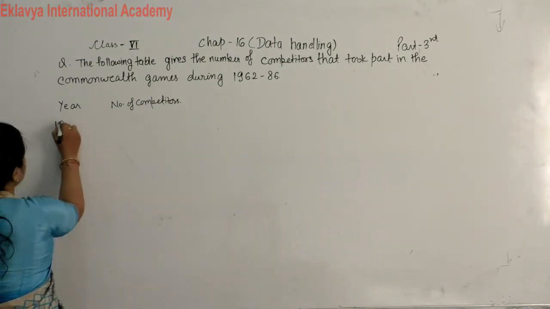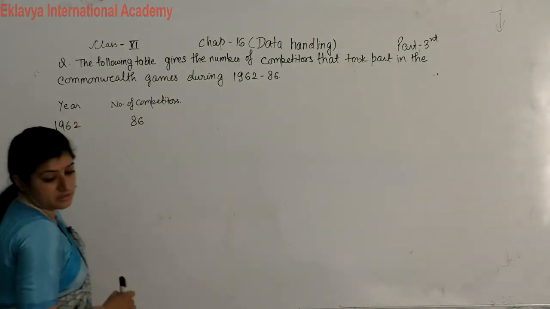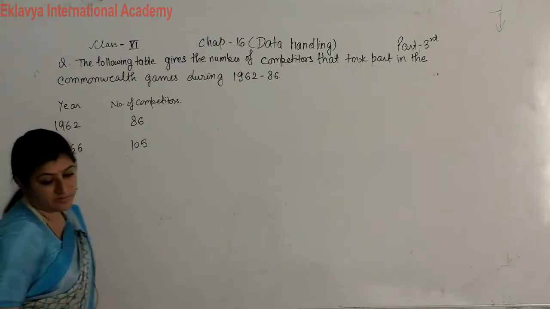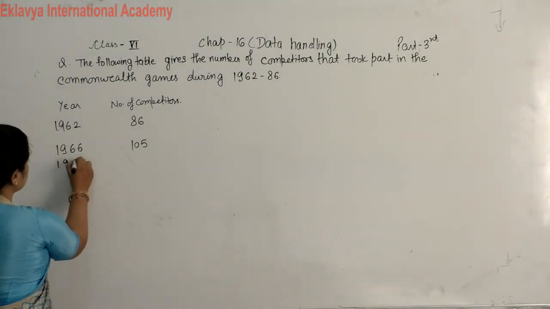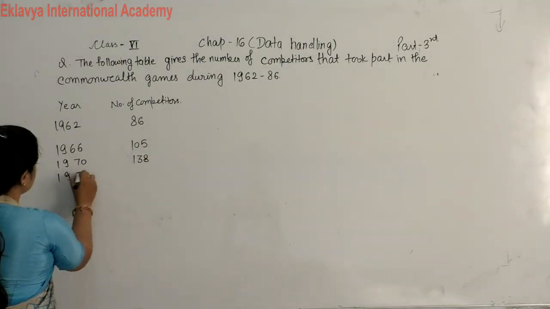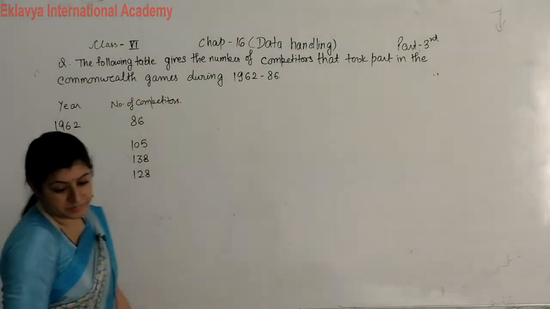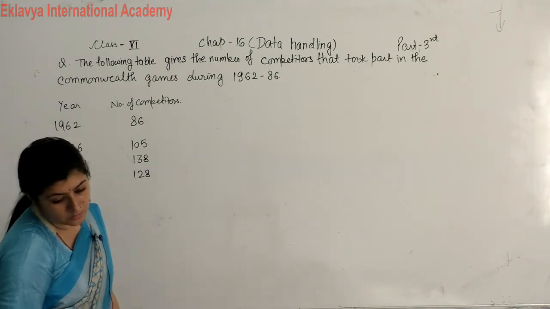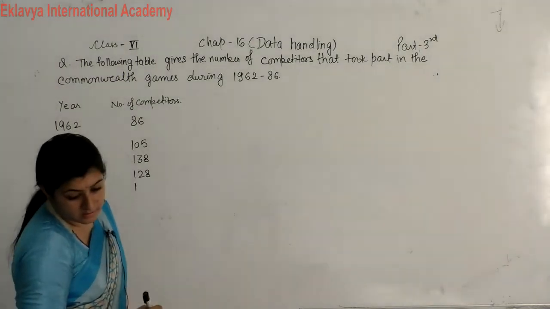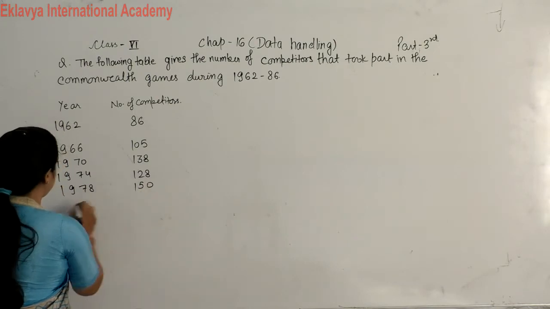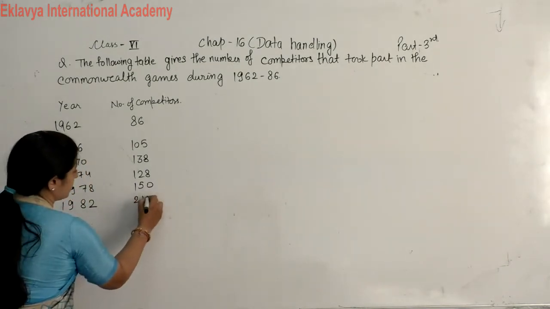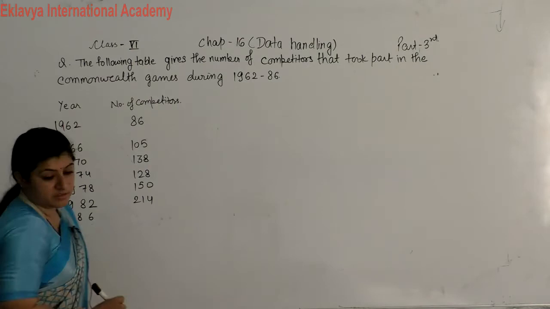1962, 86 competitors. 1966, 105. 1970, 138. 1974, 128. 1978, 150. 1982, 214, and 1986, 160.